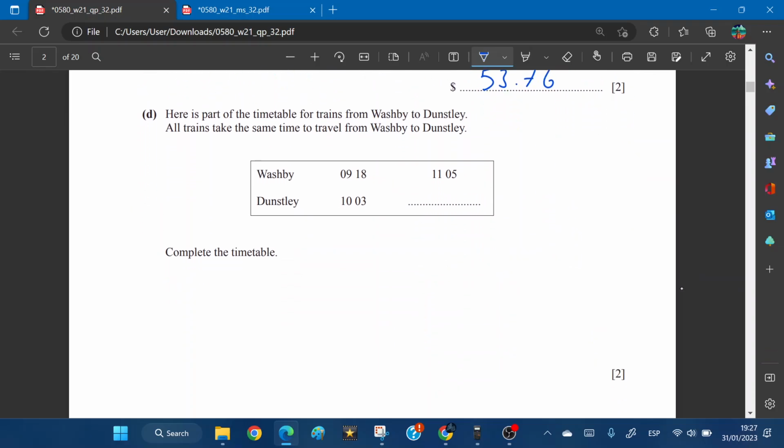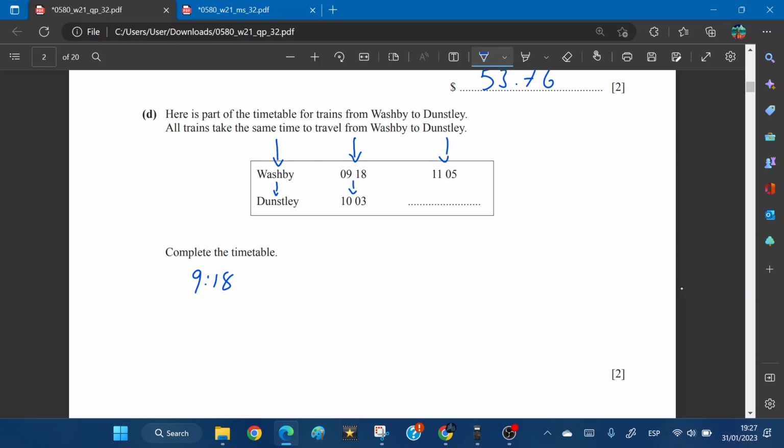Right, train timetables. We're going from Washby to Dunsley. All trains take the same time to travel from Washby to Dunsley. Complete the table. So first we need to see how long it takes. Remember, we are going down because we're going from Washby to Dunsley. So we're going in this direction. Let's get that clear. So if a train departs at 9:18, how long does it take to get to Dunsley?